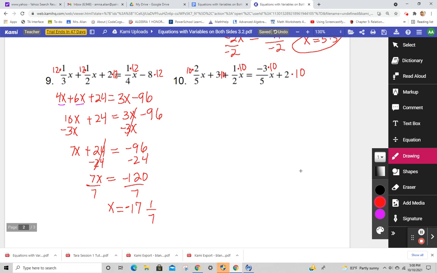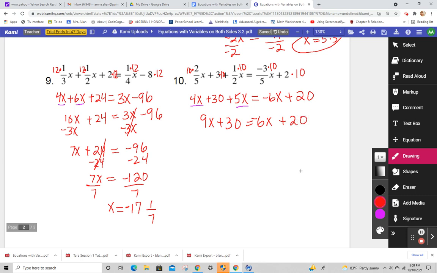All right, let's simplify that. 10 times 2 is 20. Divide that by 5. That's 4x. 3 times 10 is 30. 1 times 10 is 10, divided by 2 is 5x. Equals negative 3 times 10 is negative 30. Divide that by 5. That's negative 6x. And 2 times 10 is 20. Now I can combine these like terms. So that'll give me 9x plus 30 equals negative 6x plus 20.